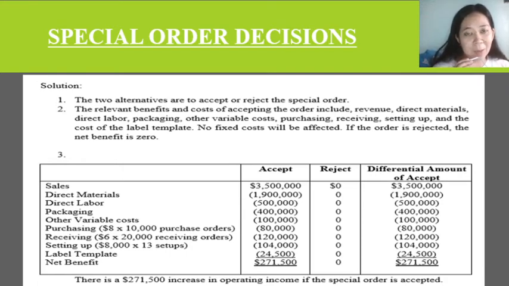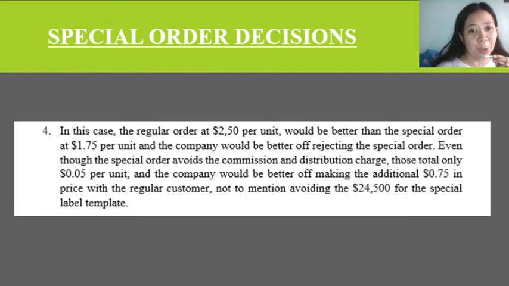No benefit, no cost. Therefore, based on the illustration in the analysis, it is best for the company to accept the special order because it can increase their operating income by $271,500. So again, their decision should be to accept the special order.